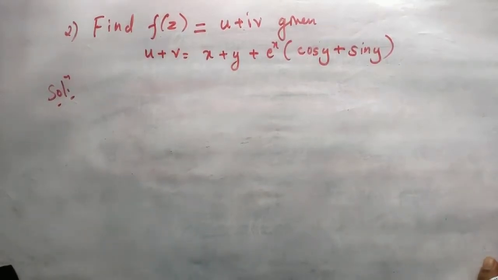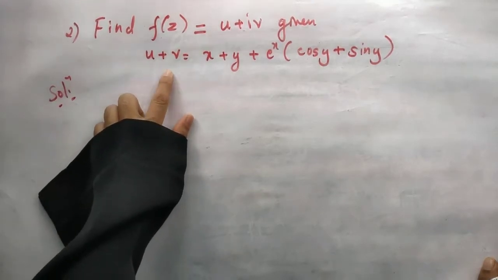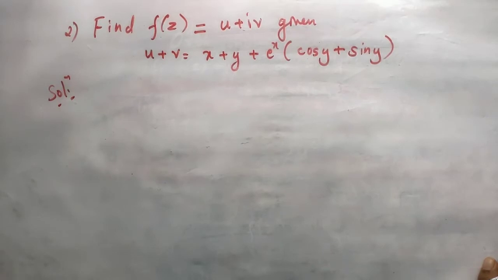Let us continue with one of the important problems that has already appeared in your model question paper. You have to find the analytic function f(z) = u + iv. We are given the sum of the real and the imaginary part of the same analytic function, that is u + v = x + y + e^x (cos y + sin y).